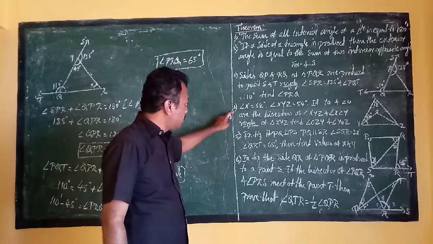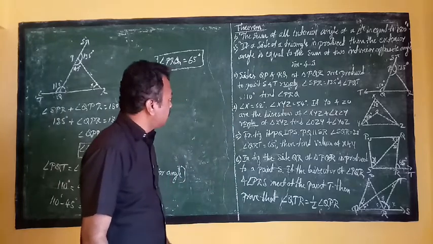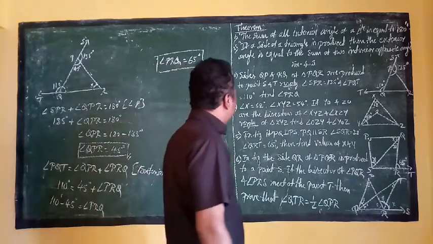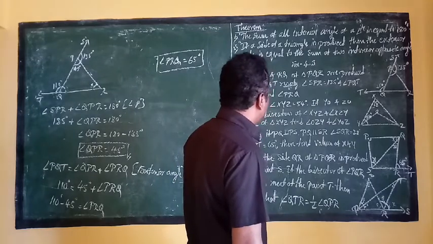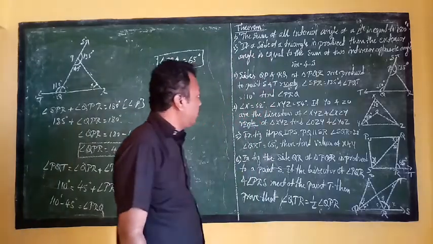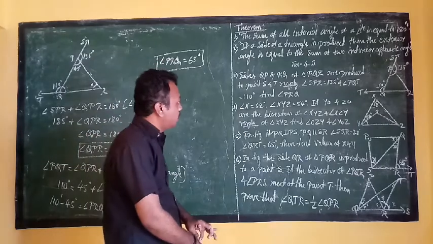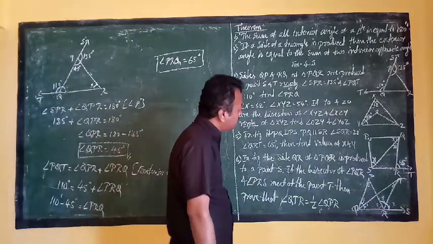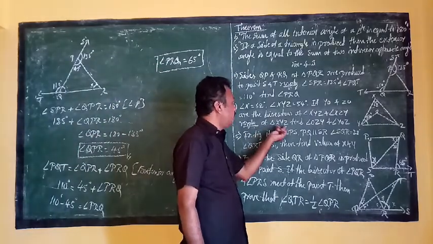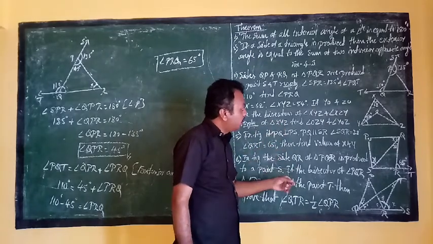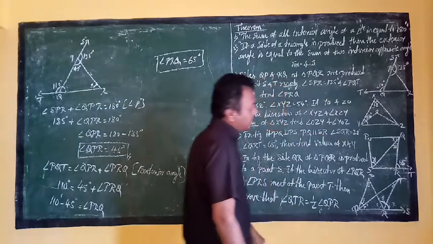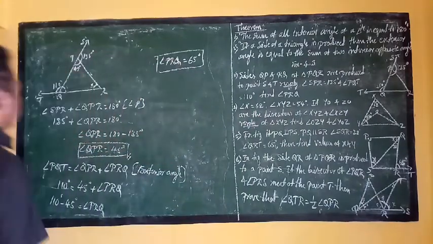Like that I will go to question number 2. Angle X is equal to 62 degree and angle XYZ is equal to 54 degree. If YO, ZO are the bisectors of angle XYZ and XZY respectively of triangle XYZ, find the angles OZY and YOZ. Okay, let us find out.